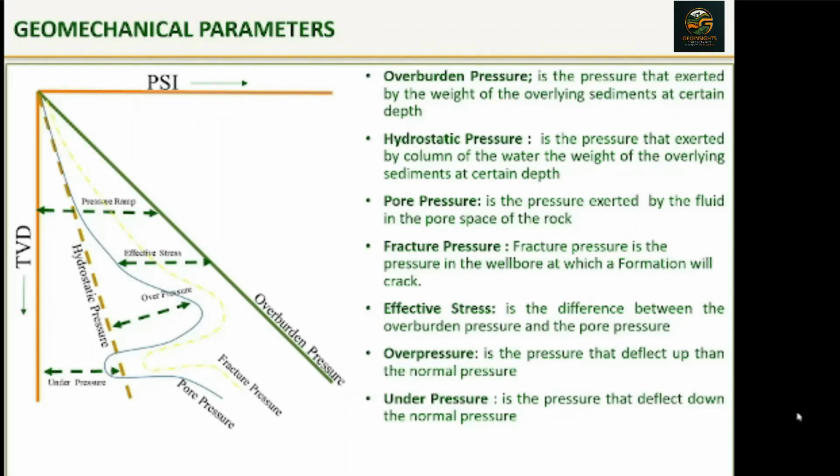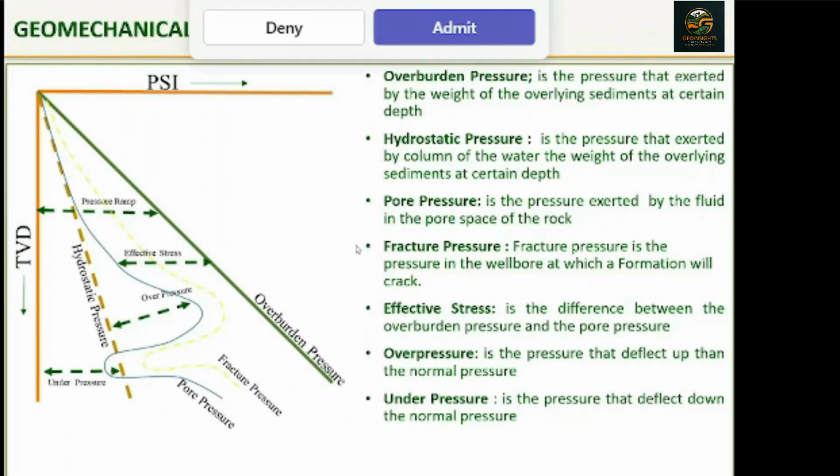What I want to highlight here is that the overburden is very significant, very important, and it is the first link in the chain of the geomechanical workflow. If it starts to be built in a wrong way, everything after it will be wrong, and it will result in poor geomechanical modeling.